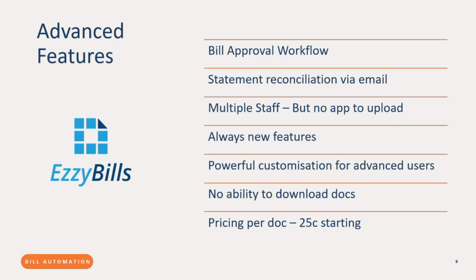EzzyBill is strong on approvals, workflow, and line item extraction. It also does statement reconciliation. It's a bit different process than Dext, but it works really well. Pricing is per document, starting at around $121 a year for 450 documents. So the price will vary depending on the amount of bills you process. EzzyBill also has an AI builder to assist in making even more complex workflows if required, and multi-level approval.